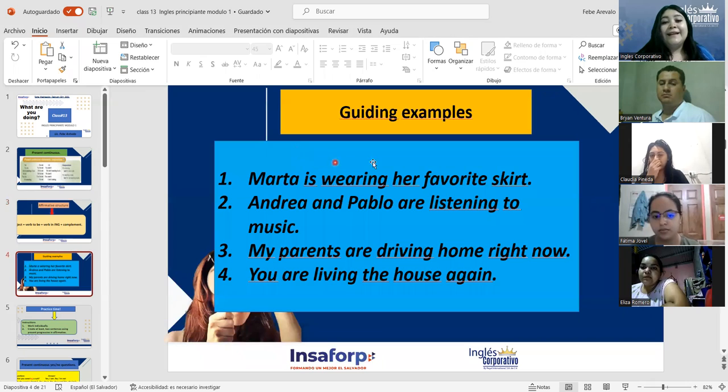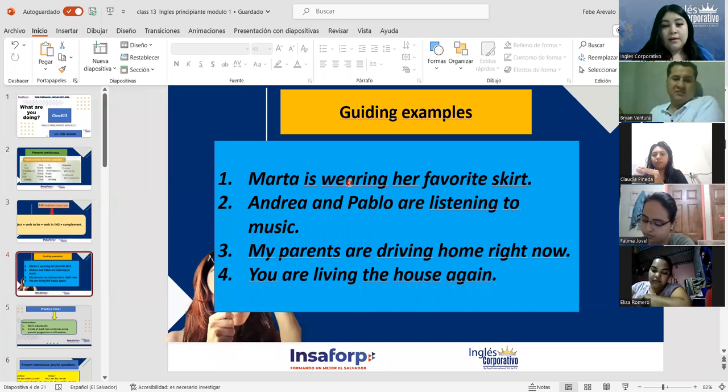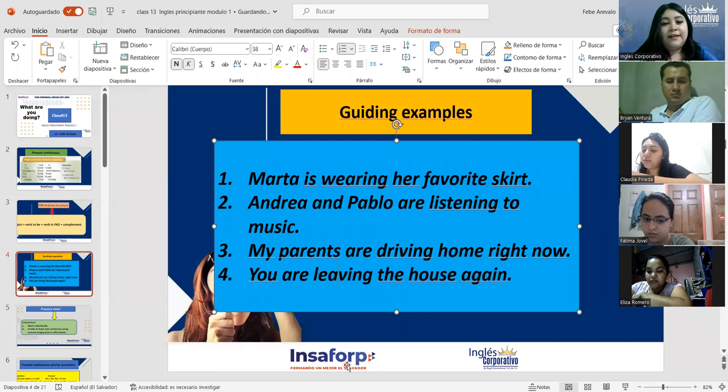Now, guiding examples. Solo voy a darle la pronunciación de los verbs, right? Wearing. No es wearing. Wearing. Listening. Driving, living, pero esto está mal, right? Living, okay? Again, aquí no me vayan a decir again, right?